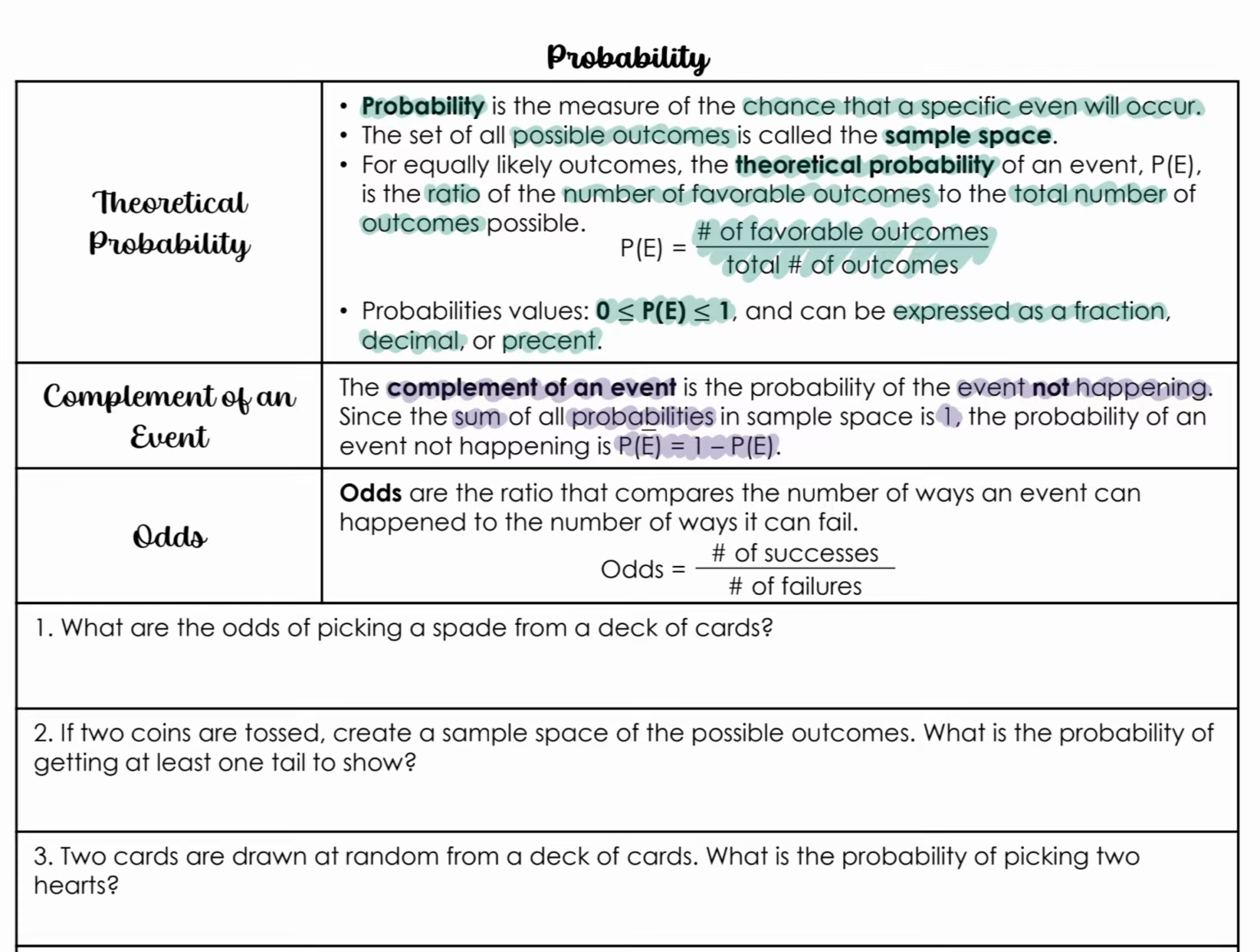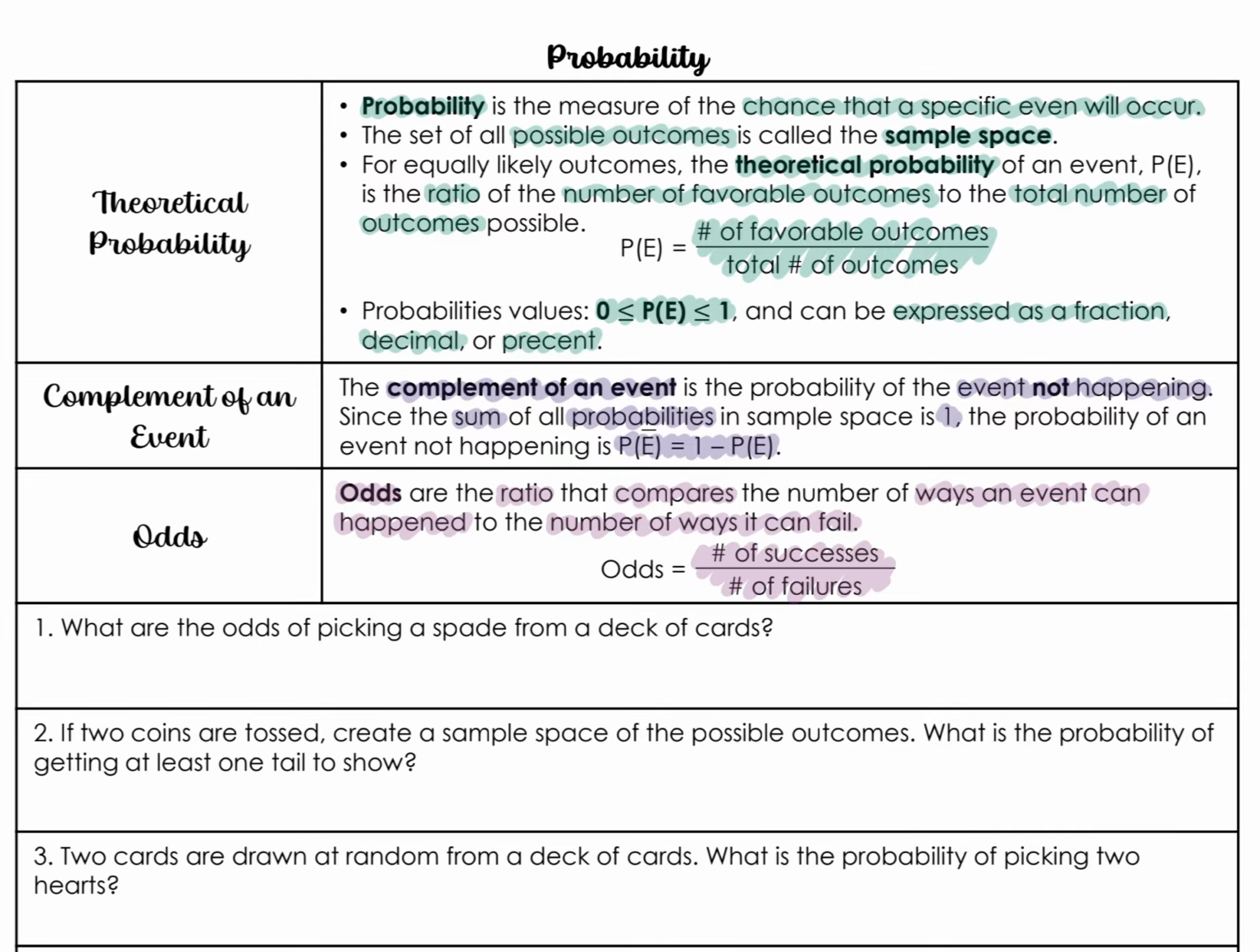And lastly, we have our odds. Odds are going to be the ratio that is going to compare the number of ways an event can happen to the number of ways that it can fail, so it would not happen. A lot of times you see that expressed as your number of successes over your number of failures. All right, now let's look at some practice problems.